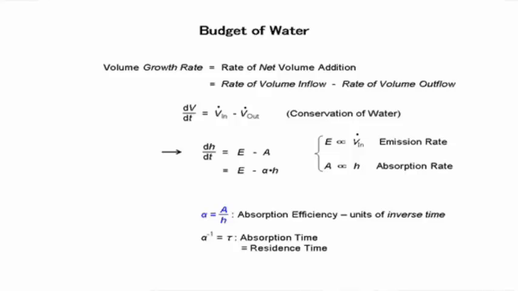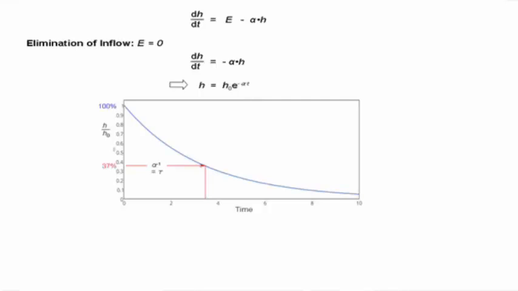The significance of alpha is illustrated by eliminating inflow. The conservation law then reduces to the rate of change of height is proportional to the instantaneous height. The evolution that satisfies this conservation law is exponential decay at rate alpha. After one absorption time, height is decreased to 37% of its initial value.